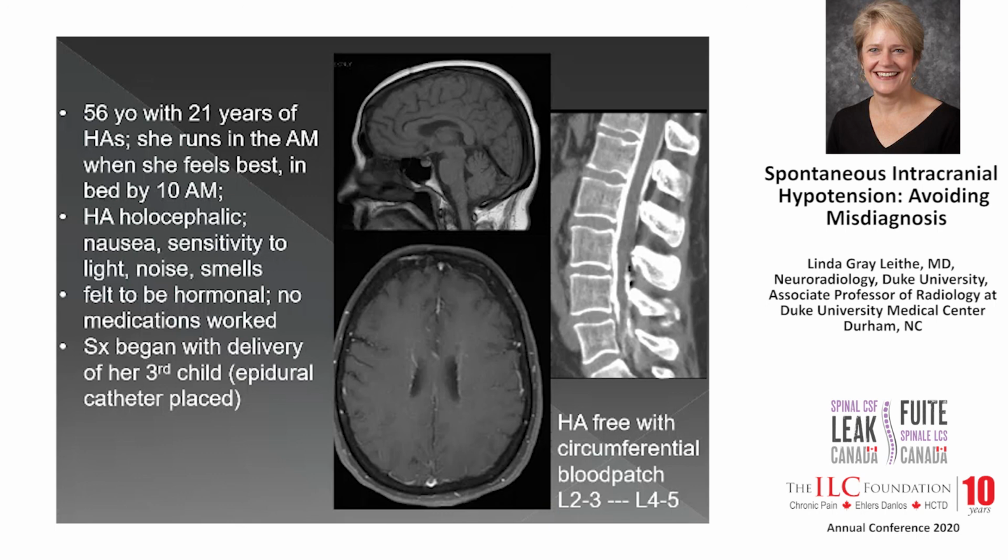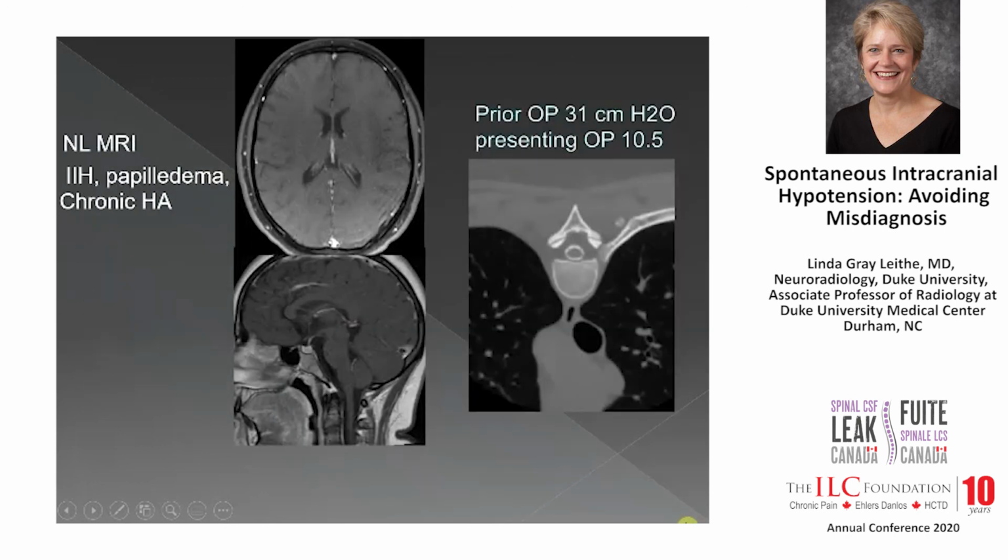So even with long-term headaches, consider CSF pressure as a cause, and normal imaging does not exclude having intracranial hypotension or a CSF leak. So normal brain MRI, this is in a patient who has a history of idiopathic intracranial hypertension and papilledema and chronic headaches. Originally, she had opening pressures in the 30s. So she had a prior opening pressure of 31, but when we saw her, her opening pressure was 10.5.